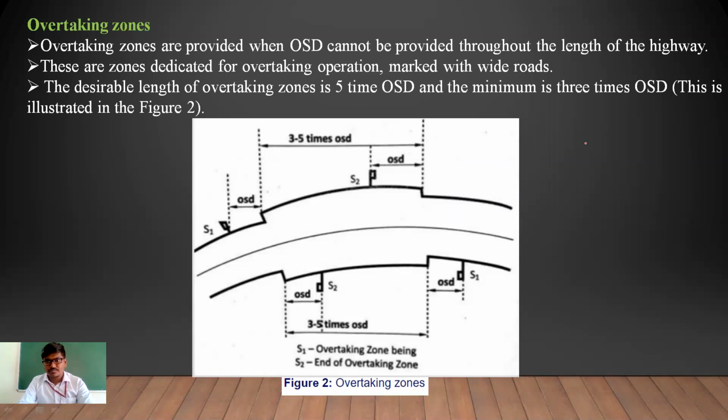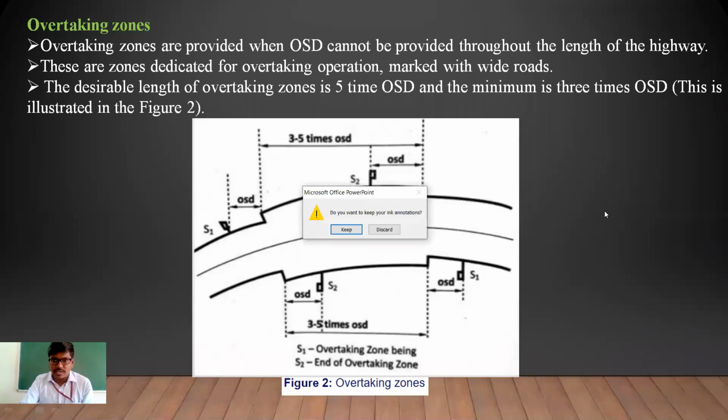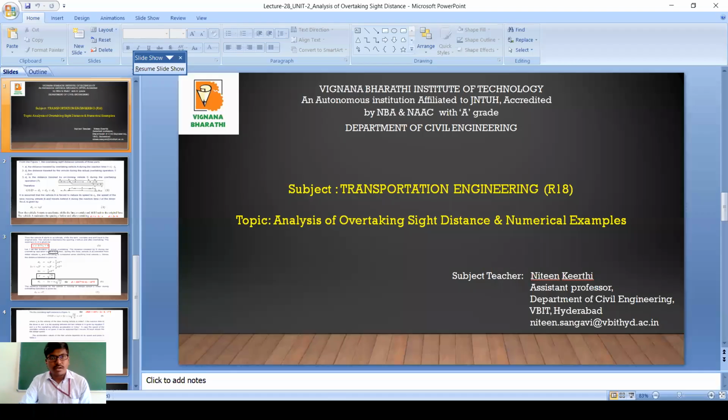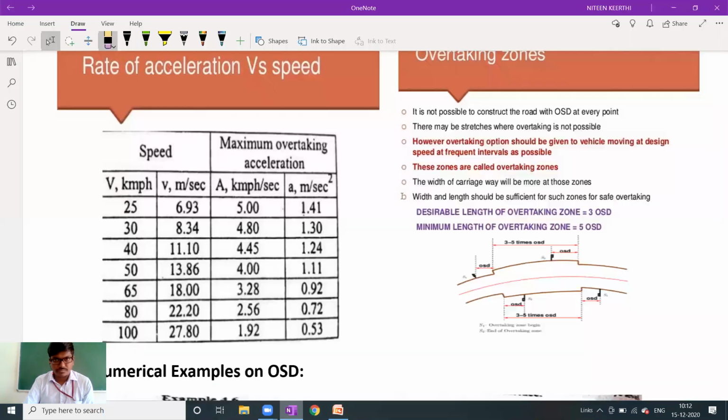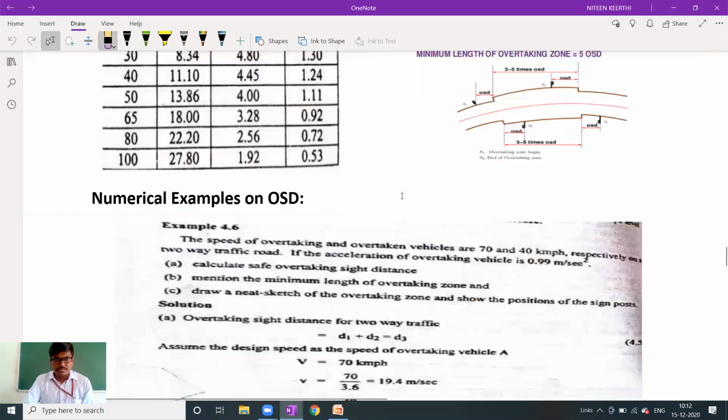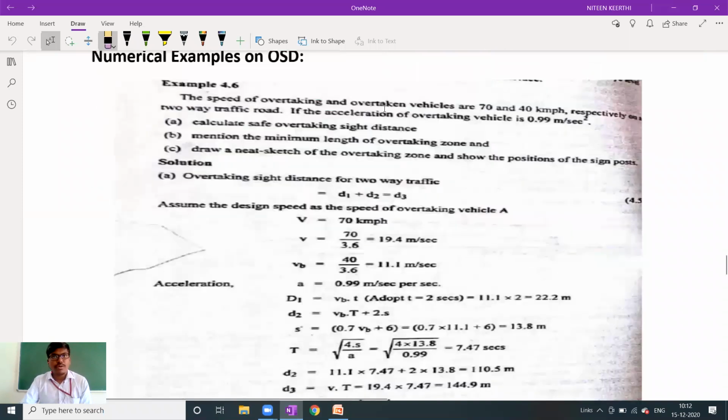Okay, so I will go to the numerical example, then I will move back to the overtaking zone. What is overtaking zone? Because there are some criteria, I'll be sharing this. So numerical examples on overtaking sight distance. So coming to the numerical example, this is the first example.